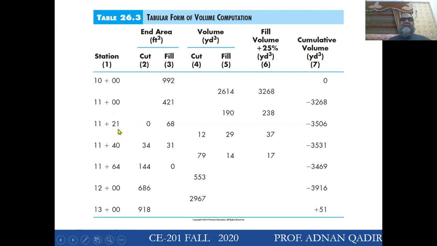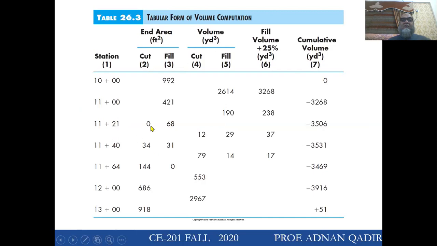Now between 11 and 11.21, this is 21 feet. So this is my length. I will add 421 and 68 divided by 2, because now I will calculate the area between these 2 points. 421 and 68 divided by 2, multiply by 21, because this is the length.